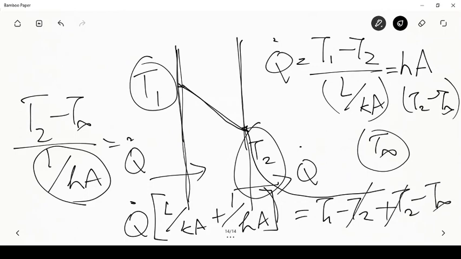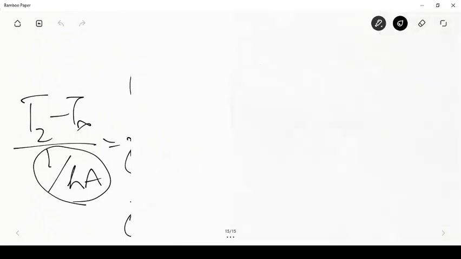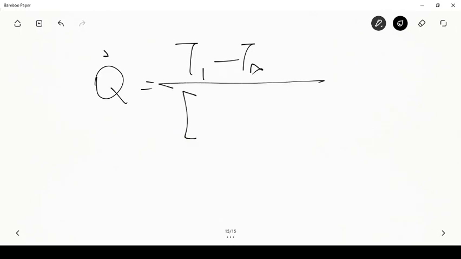So what can we write? T1 minus T infinity divided by the sum of the two resistances that is here is the same as Q dot. So it again comes into the same electrical analogy. So you get Q dot is equal to T1 minus T infinity divided by L by Ka plus 1 by Ha.